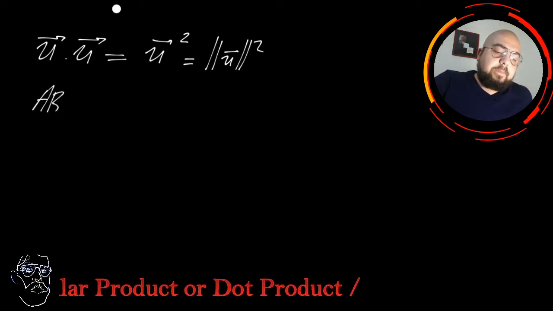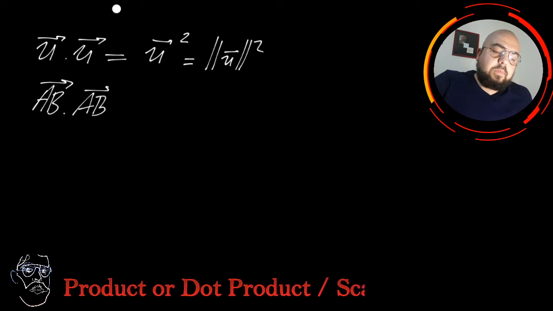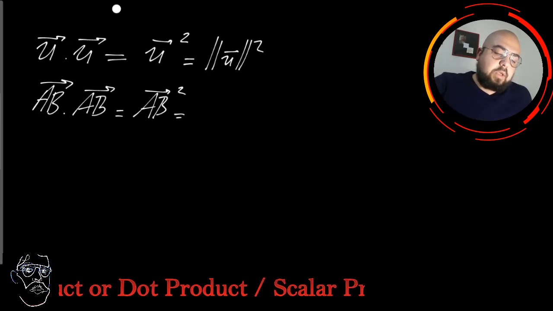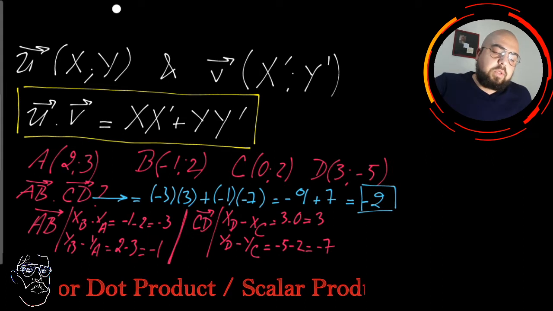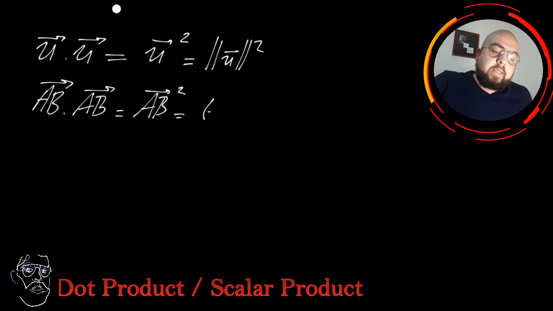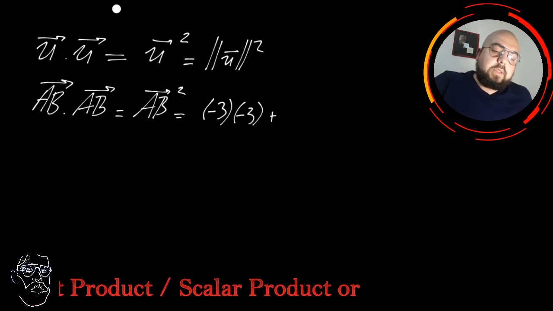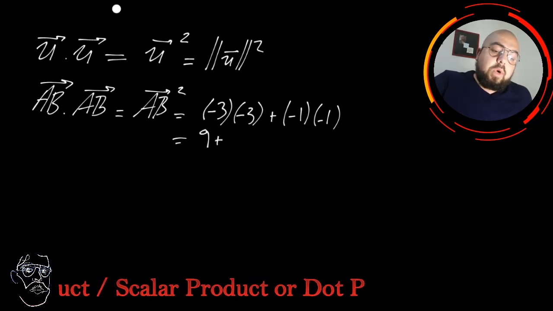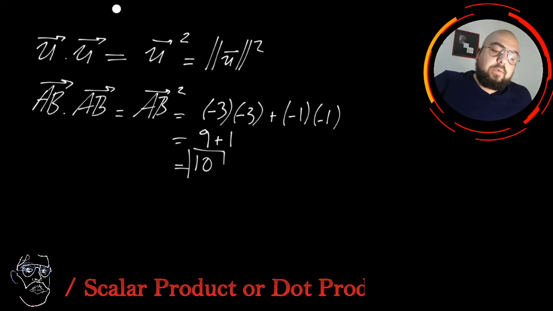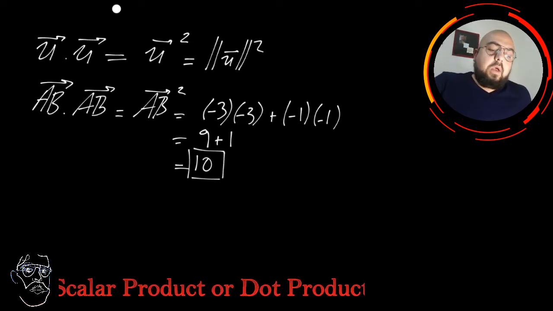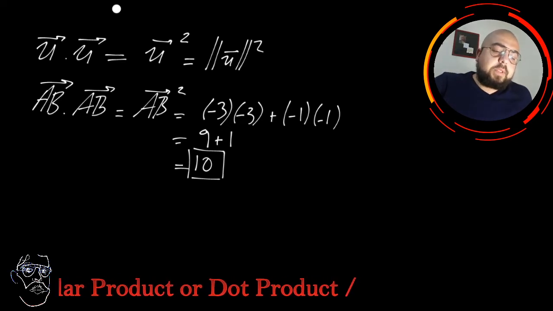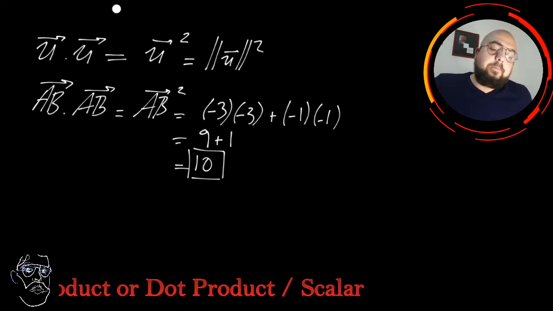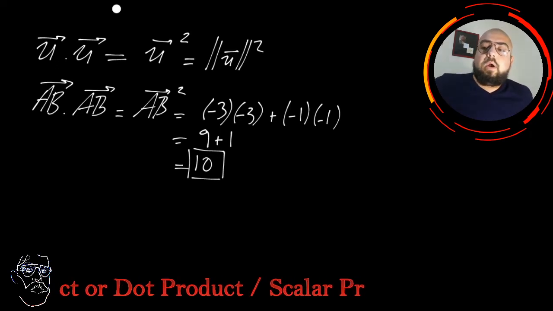Let's say we had AB scalar AB, so it's AB squared. So in this case, let's check again. AB was -3, -1. So it's -3 times -3, plus -1 times -1. So it's 9 plus 1 is 10. So for AB scalar AB, it's 10. So this property, that u scalar u is actually the norm of u to the power of 2, is a useful property that we can use easily.